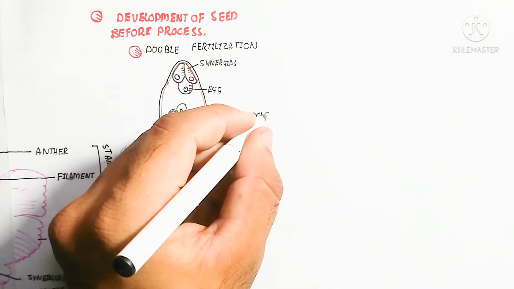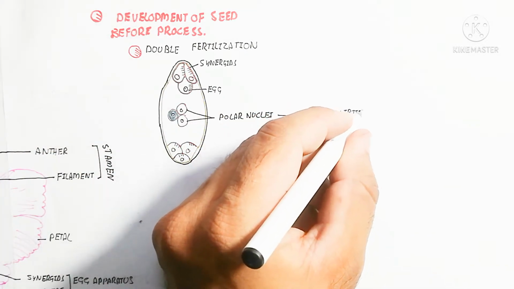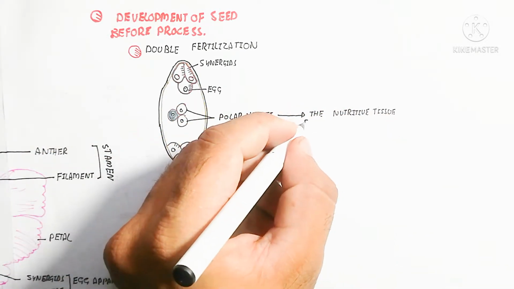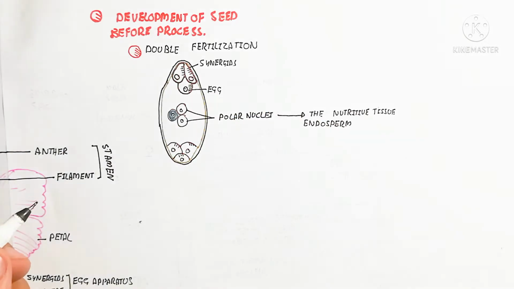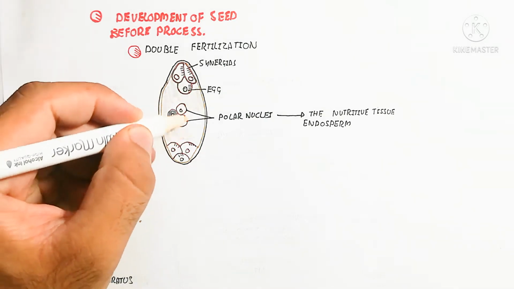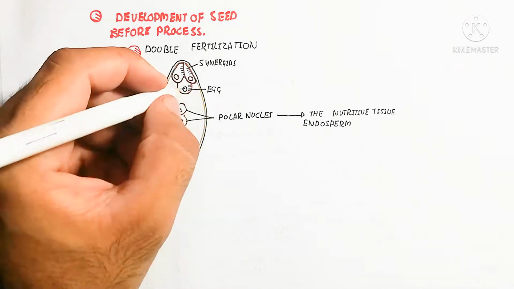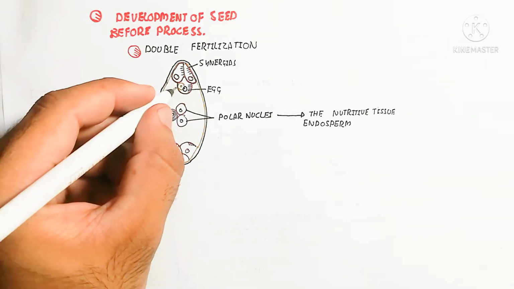So here is the first egg, and here is the polar nucleus. When the polar nucleus fuses with the male nucleus, it forms the nutritive tissue known as the endosperm. The endosperm will be formed, we will discuss it also. But here is the ovary, the outer layer, and it becomes a fruit, while the polar nuclei will become the nutritive tissue endosperm.